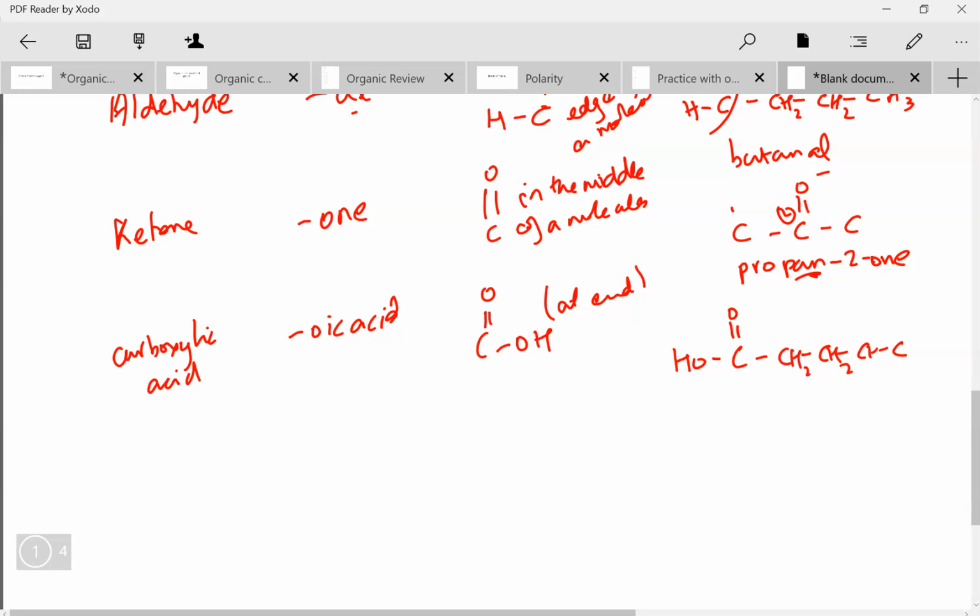CH2, CH2, CH2, CH3. This carbon, once you add the double bond OH, it has to be connected to another carbon. Or if it's just connected to one hydrogen, that means it's a 1 carbon carboxylic acid, so methanoic acid. Here I've drawn pentanoic acid because there's 5 carbons, so it's pent. There's only single bonds, so it's an. And then I have a C double bond OH, so the ending is oic acid. So that's a carboxylic acid.